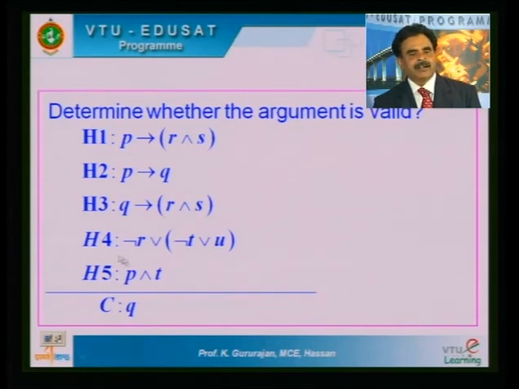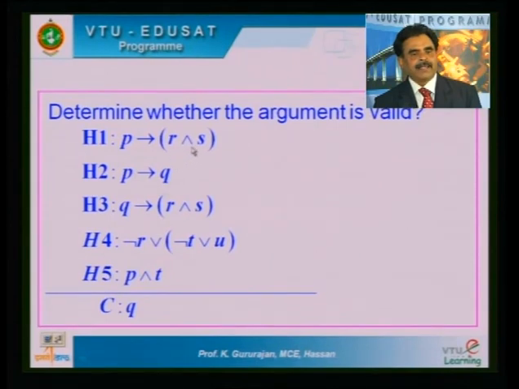Now, what about negation R? Follow H4. Already I got that R is true. Then S is true, T is true. Now, this fourth statement is true. Because R is true, negation R is false. Yes or no? And then, because T is true, negation T is false. Yes or no? So, what can you say about U now? U has to be true.